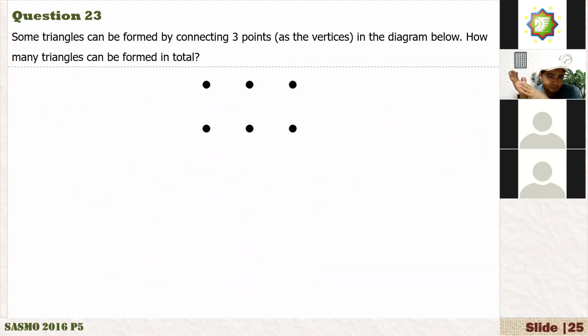Let's continue. Question 23. Some triangles can be formed by connecting 3 points as the vertices in the diagram below. Vertices, okay. How many triangles can be formed in total?